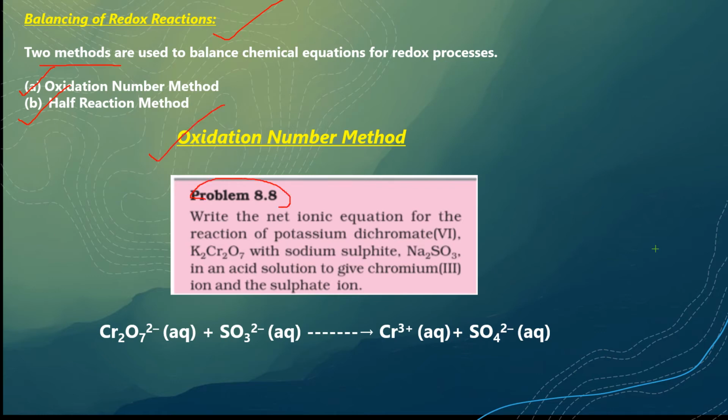This is NCERT problem 8.8. Write the net ionic equation for the reaction of potassium dichromate(VI), that is K2Cr2O7, and this 6 which is here in the bracket in Roman numerals is the oxidation state of chromium. This is called Stock notation. In Stock notation, we have to write the name of the given compound along with the oxidation state of the metal which is involved there, which has variable oxidation state, that metal in the Roman numeral.